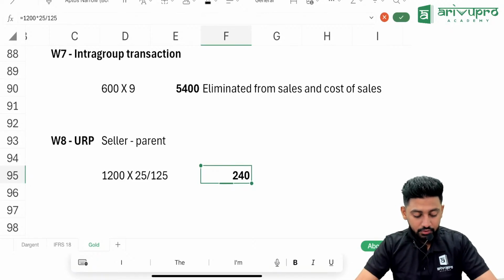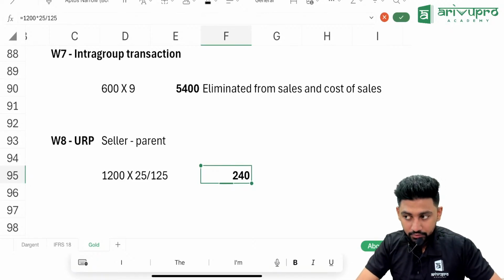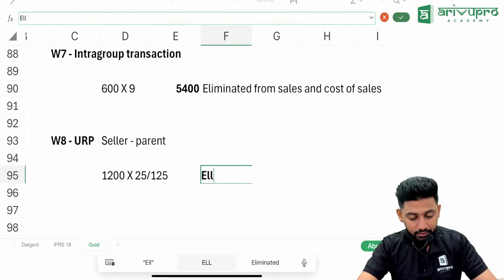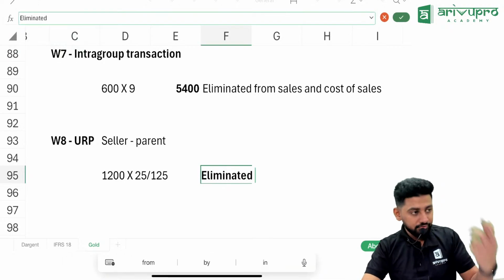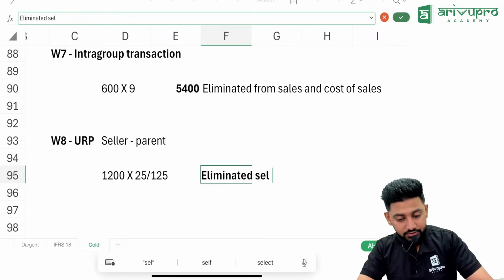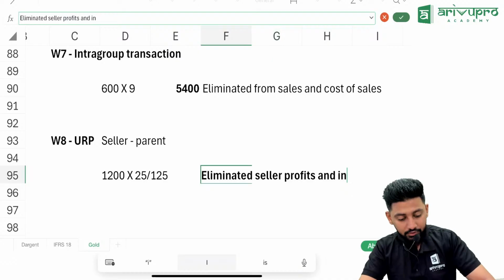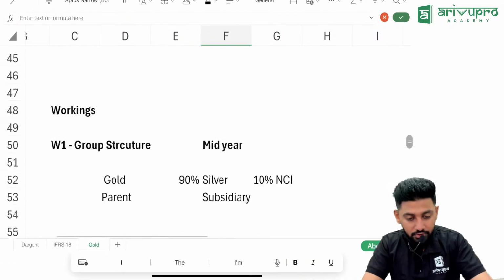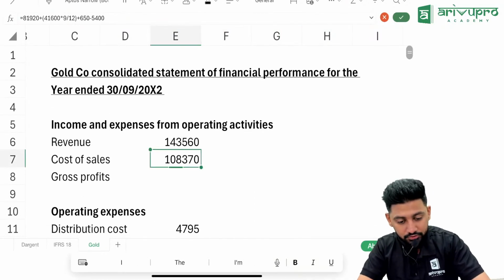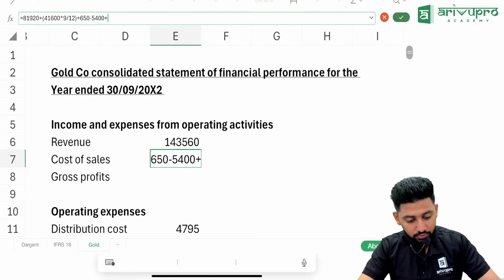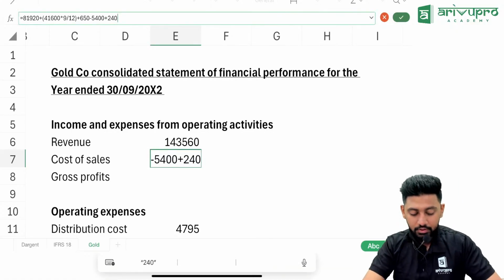Now who is the seller? Parent is the seller. Eliminated from seller's retained earnings, seller's profits and inventory. Now inventory means you're going to go to the top. Cost of sales, what are you going to do? Add 240.